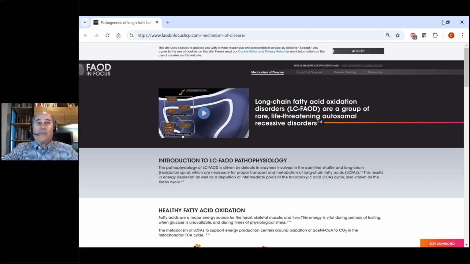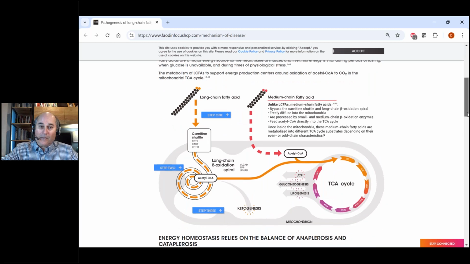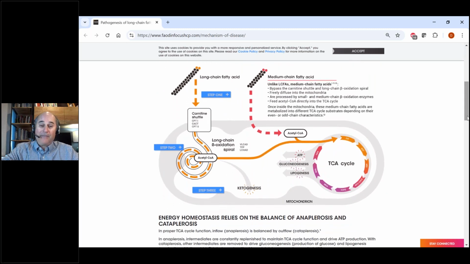Or you could have what I'm showing on the screen right now, which is a long chain fatty acid oxidation disorder. And it's a genetic disorder. It can be life-threatening in people who have a severe version of it, but a lot of people just have a really mild version of this, and it just keeps them unhealthy but doesn't put them in the hospital. So there can be a genetic component.